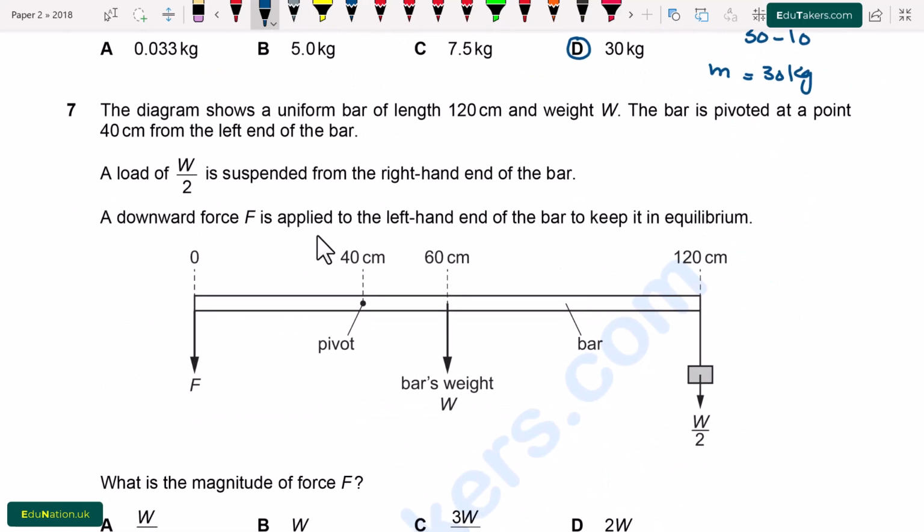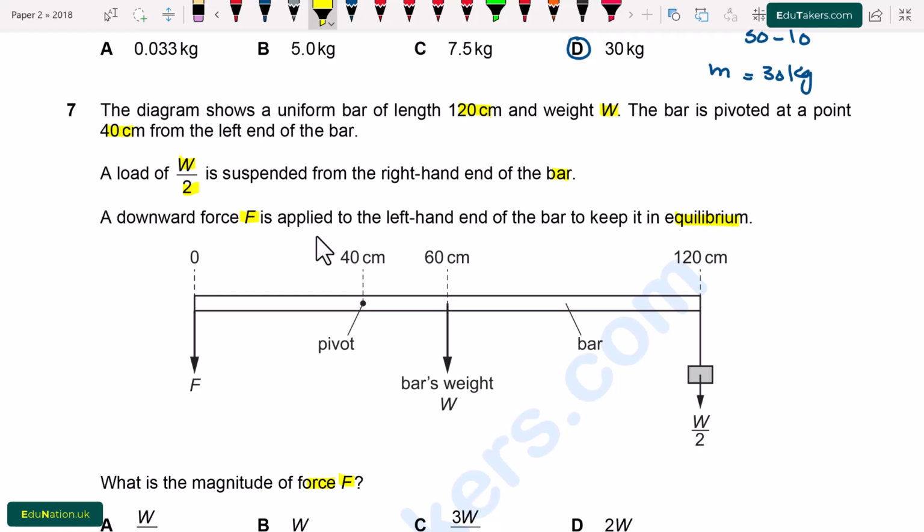Question number 7. The diagram shows a uniform bar of length 120 cm and weight W. The bar is pivoted at a point 40 cm from the left end of the bar. A load of W by 2 is suspended from the right hand end of the bar. A downward force F is applied to the left hand end of the bar to keep it in equilibrium. What is the magnitude of the force F?